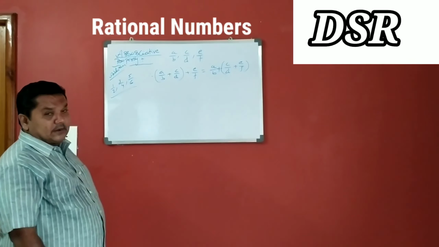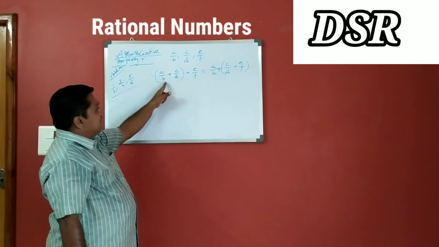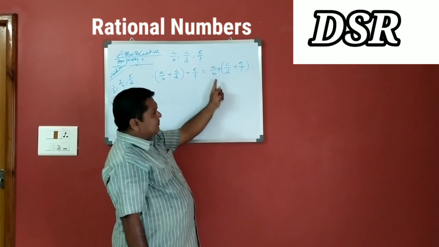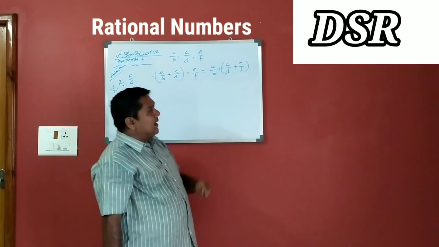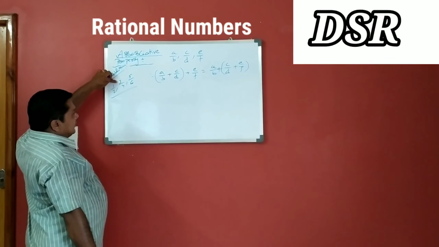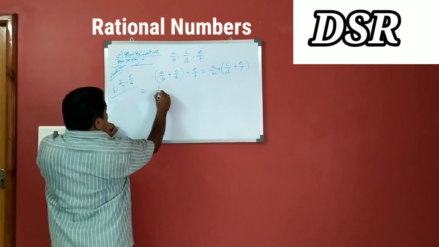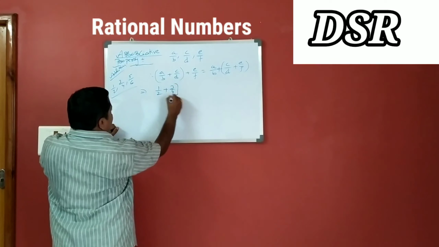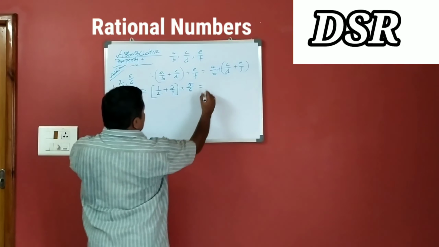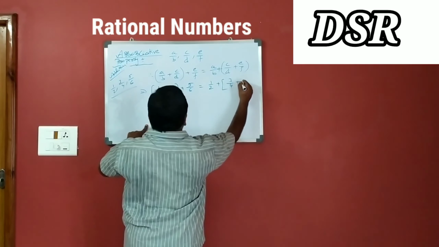Okay, the associative property using fractions: a/b, c/d and e/f. (a/b + c/d) + e/f is equal to a/b + (c/d + e/f). We can take a/b as 1/2, c/d as 3/4, and e/f as 5/6. Substitute it. That implies (1/2 + 3/4) + 5/6 is equal to 1/2 + (3/4 + 5/6).